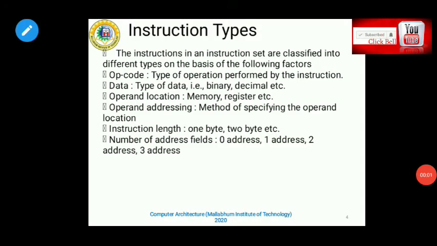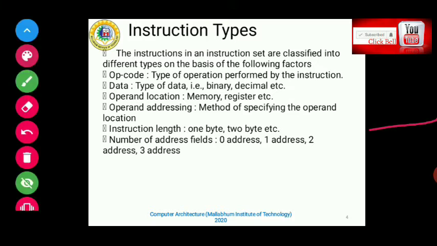Next is the instruction type. Instructions in an instruction set are classified into different types on the basis of the following factors. First one is the opcode, the type of operation to be performed by the instruction. In the instruction set, different types of instructions are available depending on the opcode. Different opcodes have different instructions. Next one is the type of data. The type of data may be binary or decimal, and depending on that, different instructions have to be devised.